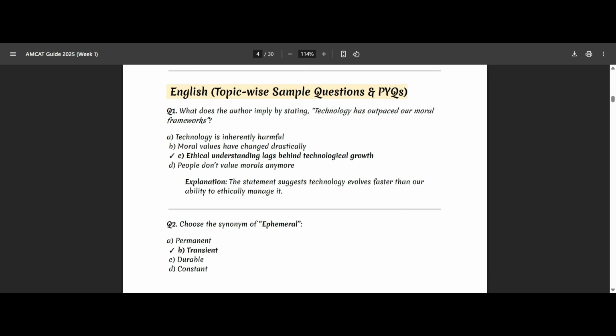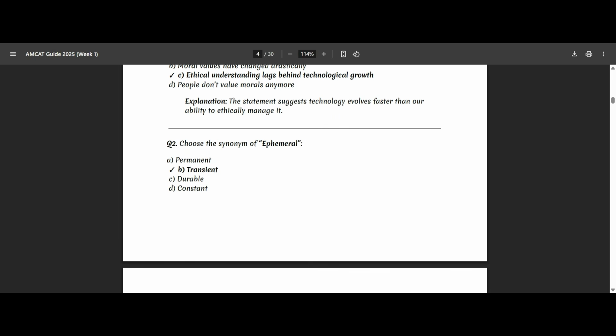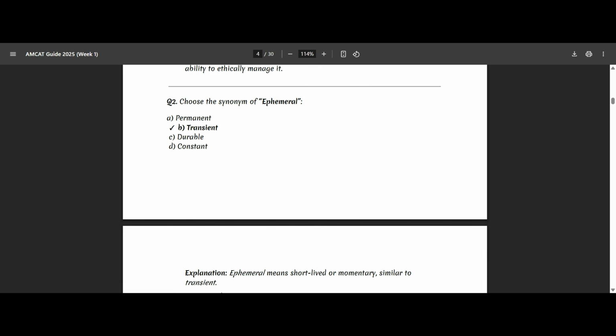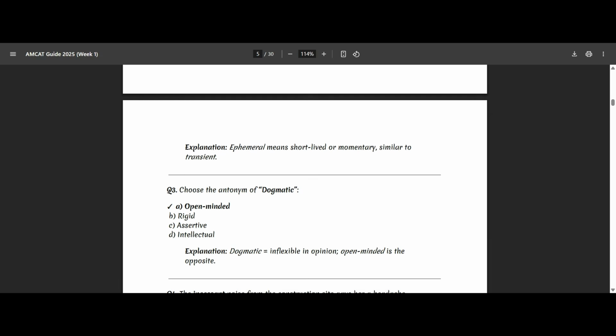Now it's quite obvious, like as and when new technologies come up, before we get a decent number of users, the number of misusers increases by leaps and bounds. Now ChatGPT is used less for research, but more for editing pictures, okay, or just tampering with evidence, which is absolutely unethical and should not be supported. Anyways, choose the synonym of ephemeral. It means short lived or momentary, similar to transient. So the correct answer is transient.